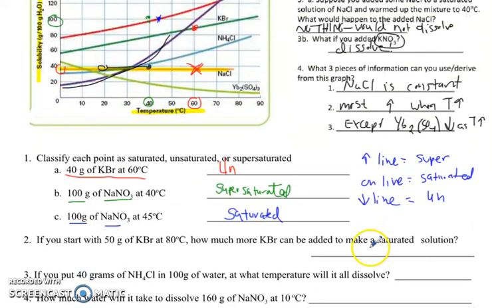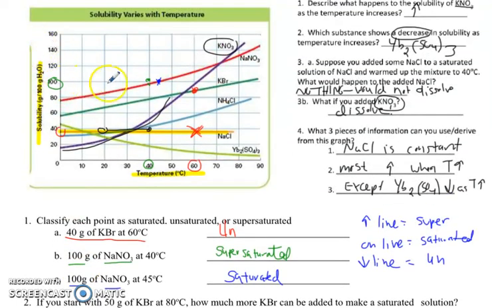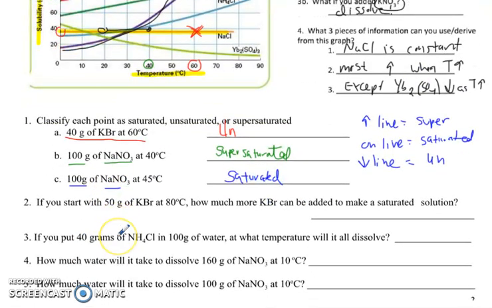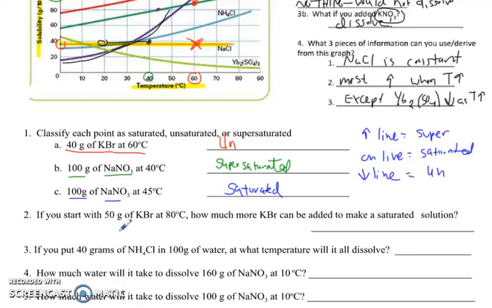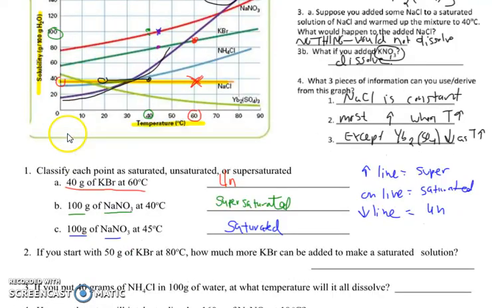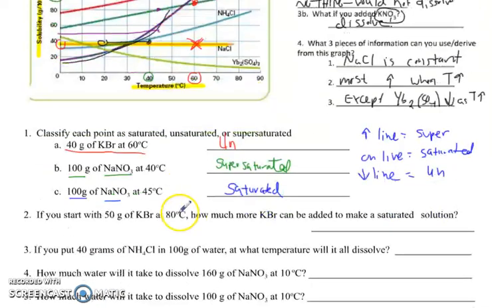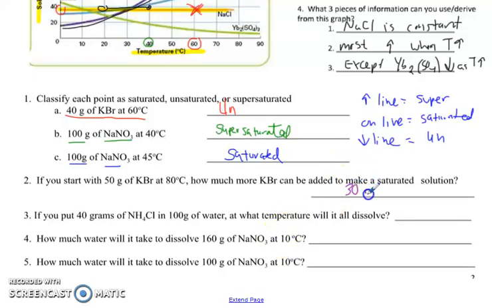If you start with 50 grams of potassium bromide at 80 degrees Celsius, how much more potassium bromide can be added to make a saturated solution? If we're looking at potassium bromide, its saturation point would be at 80 grams. Let's see. If we have 50 grams, how much, oh, I said that backwards. If you start with 50 grams at 80 degrees, how much more can you add? So here is my 50, and we want to go up to 80. So 50 plus what gives me 80? We could add 30 more grams.